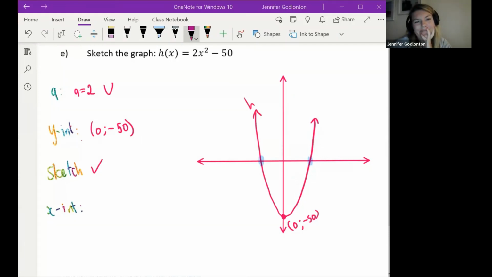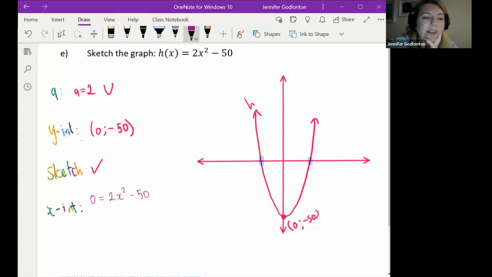Ma'am, can I do the x-intercept? Talk me through. Okay, so in the previous one, you told us we could do the blue. I got +5 and -5. Okay, plus and minus, talk that through. So 0 is equal to 2x squared minus 50.